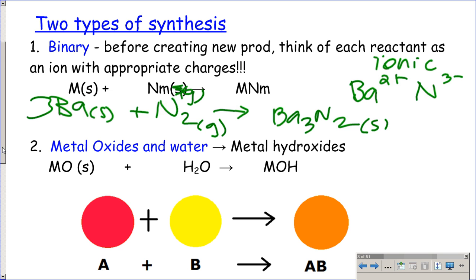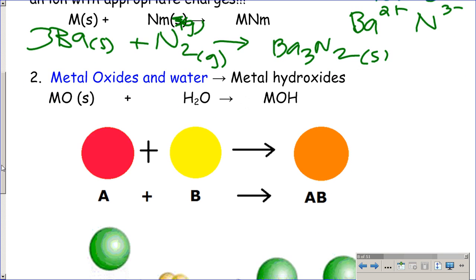Okay, so the other type of synthesis is making a metal hydroxide. So to make a metal hydroxide, you have to have a metal involved, you have to have something with oxygen in it, and you have to have something with hydrogen in it, right? So generally that means that we're having water involved, because water is the best of both worlds. It's got H's and O's in it.